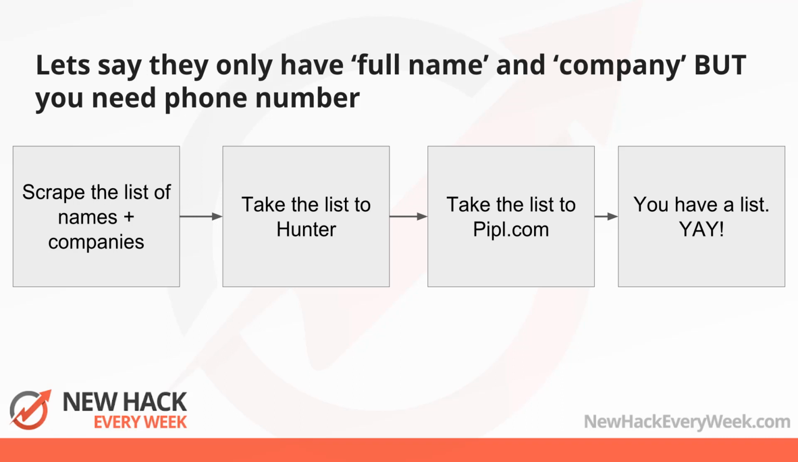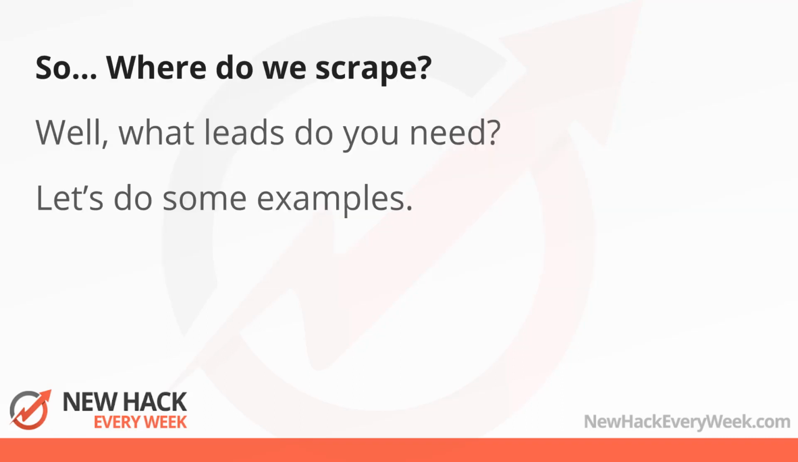And so what we might actually do is we'll get a CSV with just their names and companies. We'll take that to Hunter, and then we'll take that to people.com, and then bang, we have a list. We now have all their phone numbers as well. And so with data enrichment, you never get 100%, but if we get 80% of their phone numbers, it's still an amazing list. So where do we scrape?